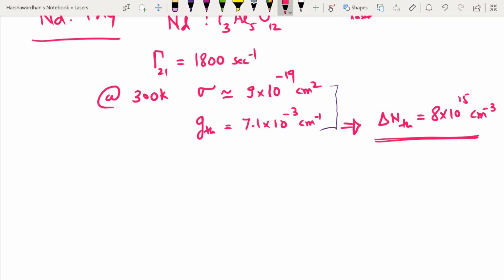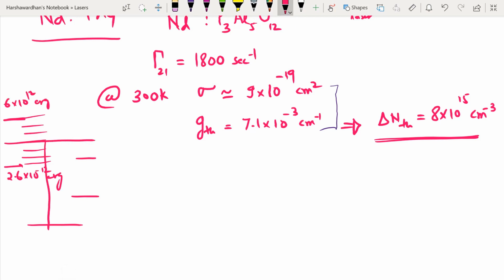So the Nd YAG level scheme, again, you can think of it as a four-level system. What you have again is a family of states here. These go all the way from 2.6 into 10 to the power minus 12 ergs, all the way to 6 into 10 to the power of minus 12 ergs. Let me look at an average. That's my pump. And then there is a fast decay here. And that's a lasing transition, right? So that's my Nd YAG.